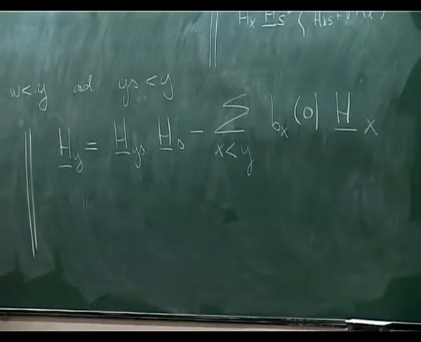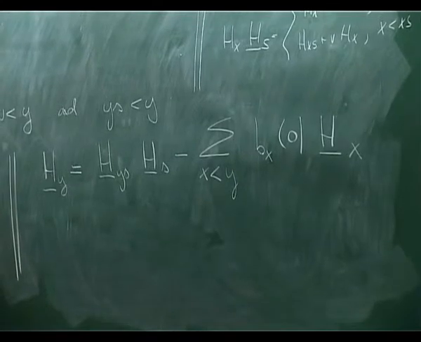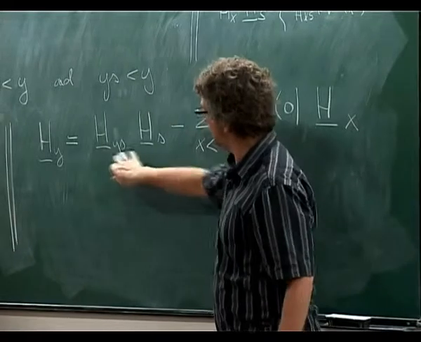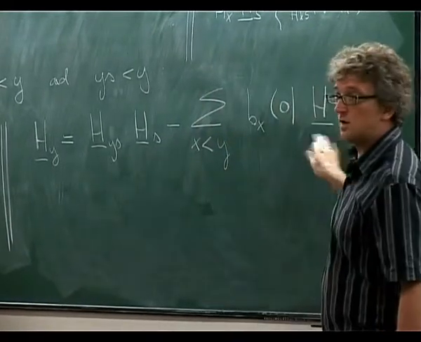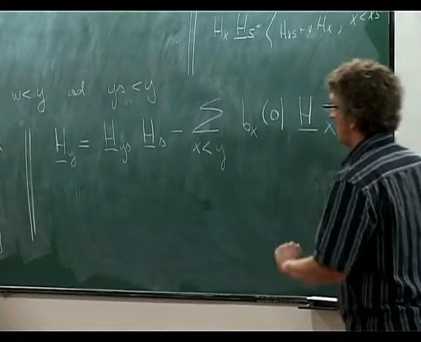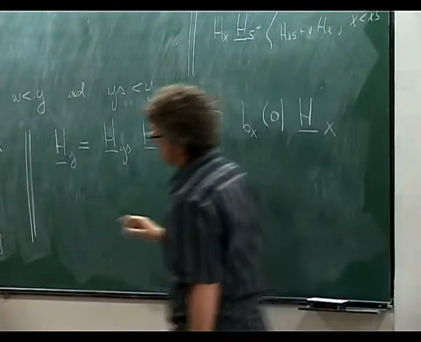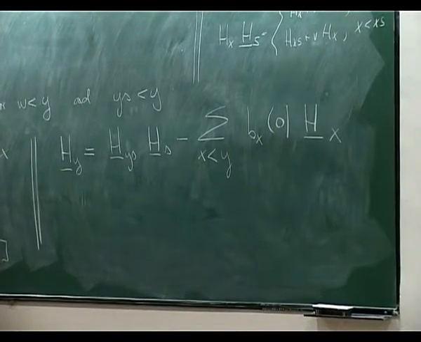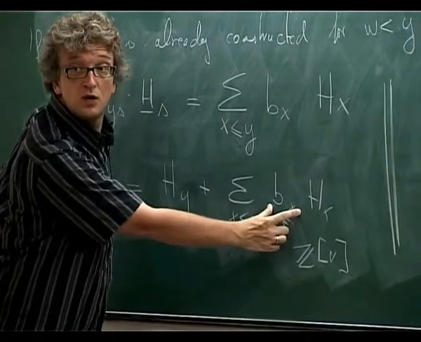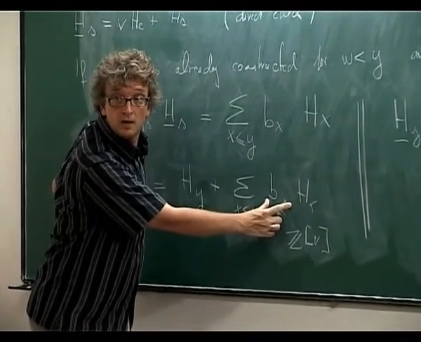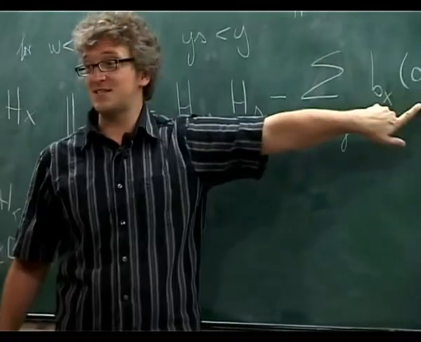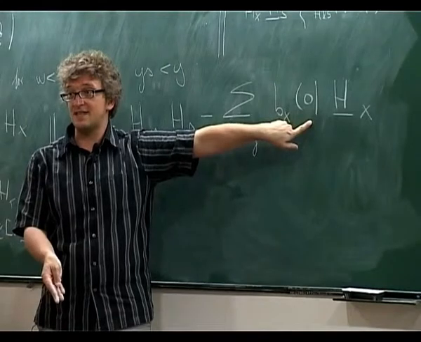So now I claim this satisfies these two relations. First, it is still self-dual because this is self-dual and this is self-dual. I mean, this is just a number. So this is a self-dual element. And so the only reason why this is not the same as h underline y is that here there might be some polynomials which have a non-vanishing constant term. But these constant terms are just subtracted in this sum.